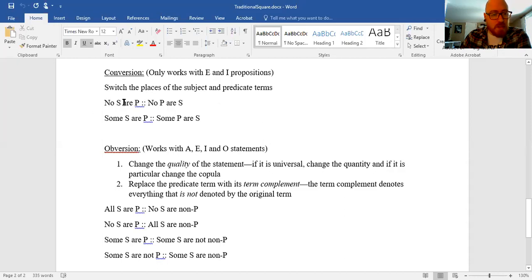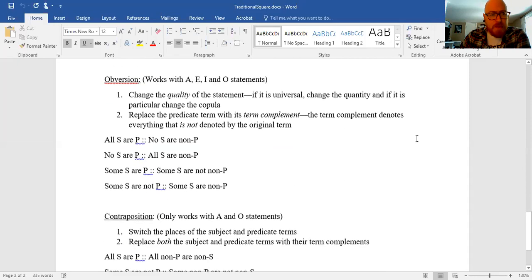Okay, so no SRP is logically equivalent to no PRS, and some SRP is logically equivalent to some PRS. And this is intuitive. If it's true that none of the S's are included in the P class, it would be true that none of the P's are included in the S class. And if there's at least one S which is in the P class, if those two classes overlap, if there's at least one member of S which is also a member of P, it follows that there's also at least one member of P that is also a member of S. Okay, and this will make perfect sense once we get into Venn diagrams and things like that.